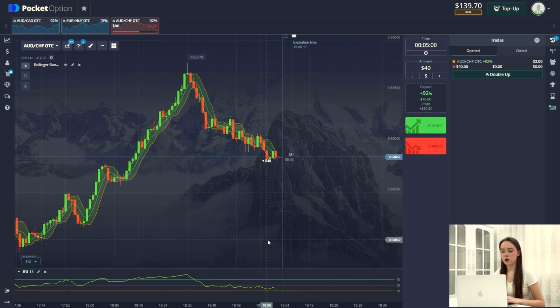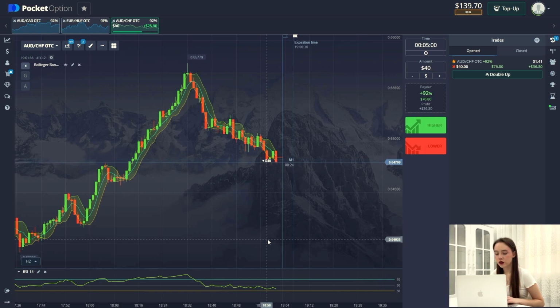First, if the borders of the channel diverge, it indicates continuation of the current trend. If its outer Bollinger Bands are narrowing, it may indicate the fading of the trend and its possible reversal.